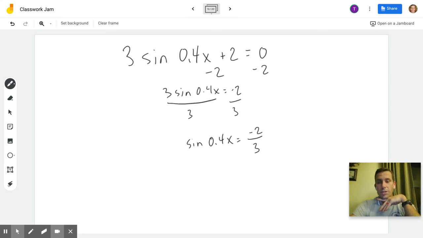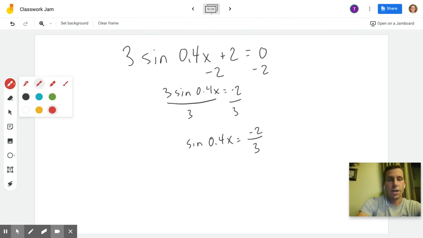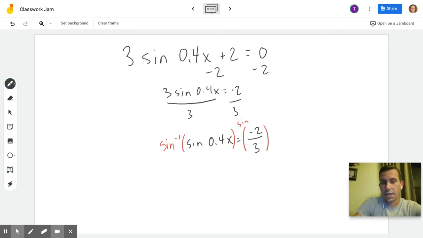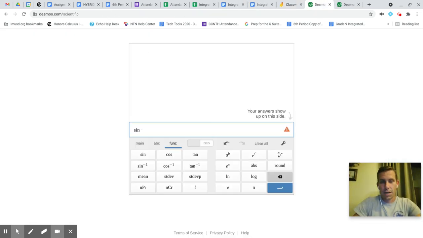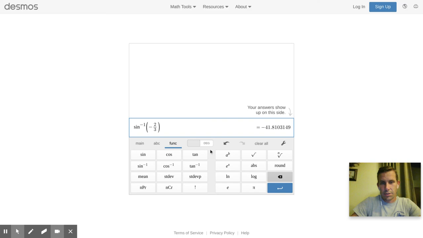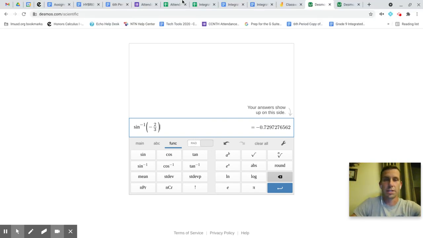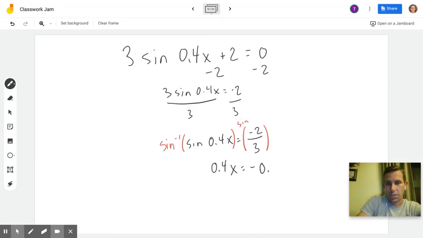So now at this point, we need to do the opposite of the sine function. The opposite of the sine function is the inverse sine function. So let's take the inverse sine of both sides. The inverse sine of the sine of 0.4x is just 0.4x. And the sine inverse of negative 2/3 is negative 0.73 radians. And then we can divide both sides by 0.4.